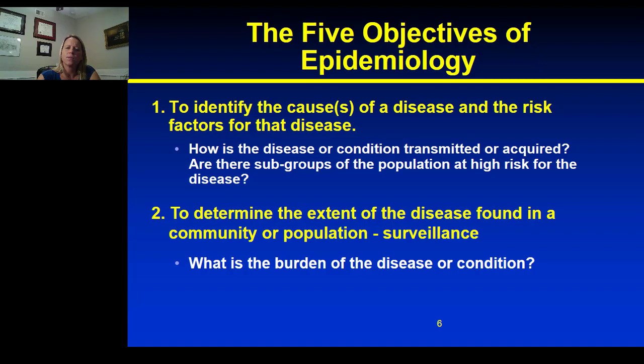The second objective is to determine the extent of that disease within the population or community of interest. This generally falls under the guise of surveillance, but it's a very important one because we're generally interested in the overall burden or distribution of a disease or a condition.